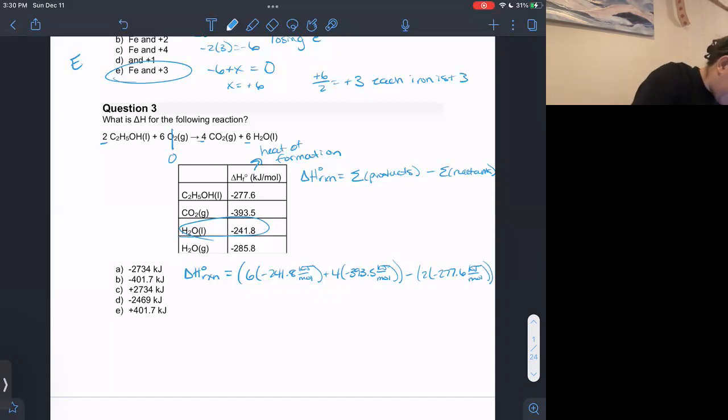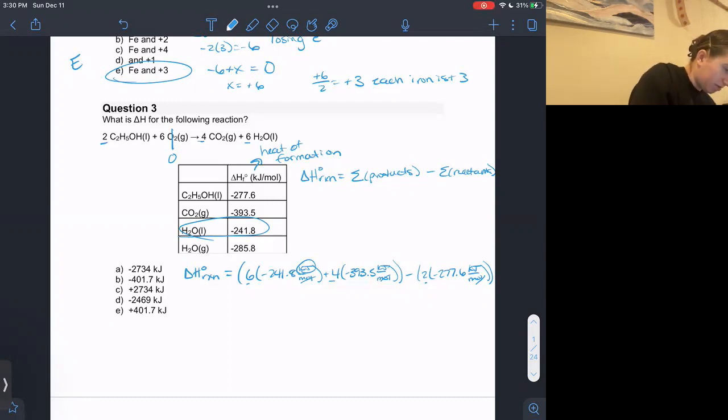When I multiply by the coefficients of the 6, 4, and the 2, that's the molar coefficient, so that's going to cancel out the moles. And that'll just give me the kilojoules that I'm looking for at the very end once I add that up. So good to plug that into my calculator. I'm going to do it in 2 separate steps. I'm going to do my products and get that, and then add that to my reactants.